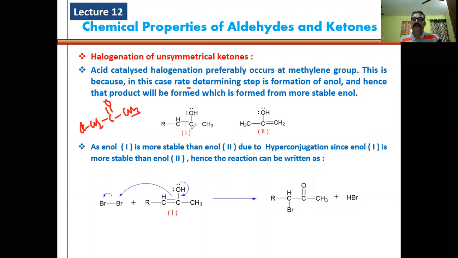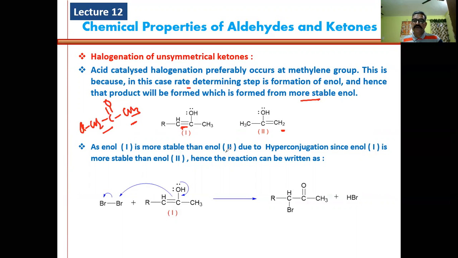And the enol from the side of methylene will be more stable than from the side of methyl. Why? Because the more substituted the alkene, the more stable it is. This is more stable, this is less stable. And hence, the product will be formed which is formed from the more stable enol.